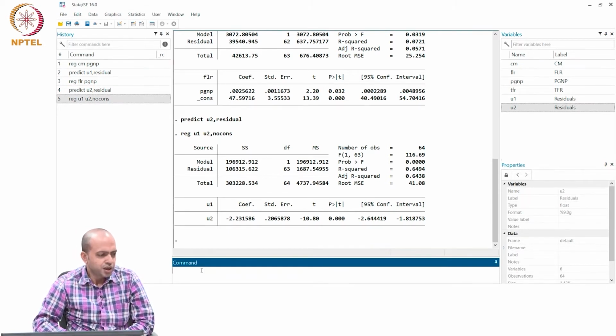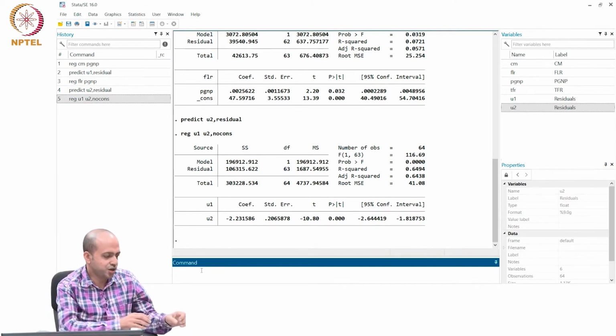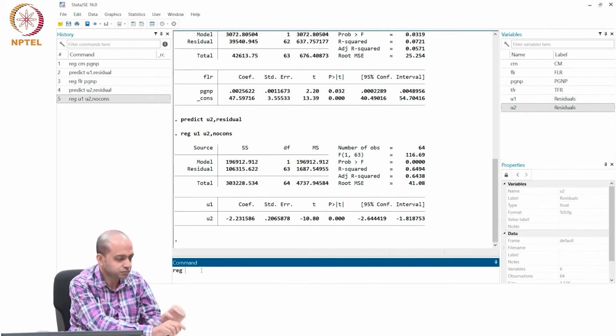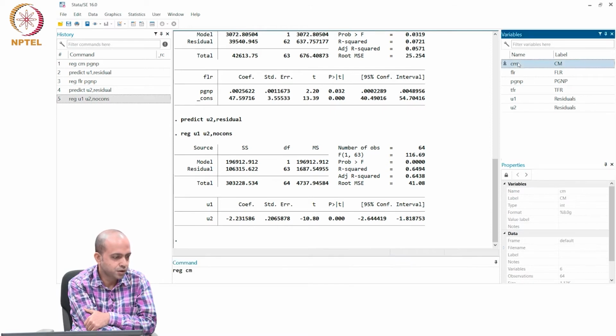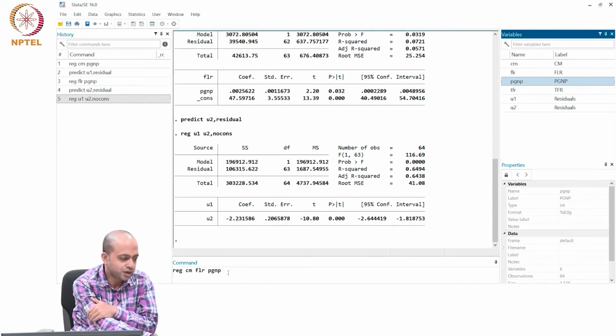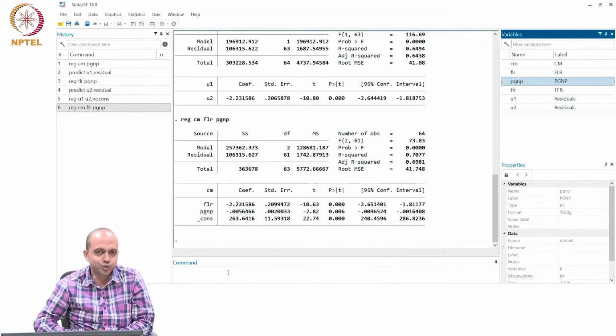How to do that? What was our original model? Our original model was CM equals beta 0 plus beta 1 FLR plus beta 2 PGNP. So how will you specify that regression? Reg, then our dependent variable CM, then the independent variables FLR and then PGNP. This is our complete model that we wanted to run, and if we run this, now look at the beauty.